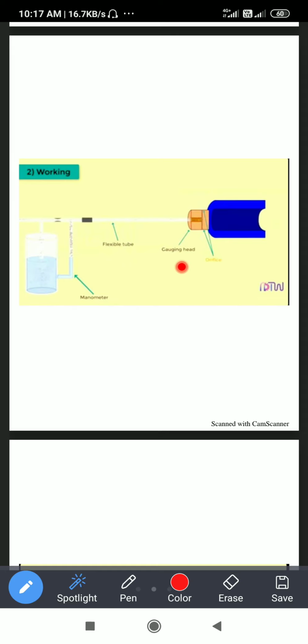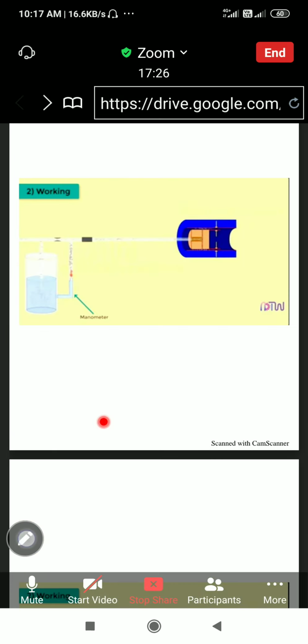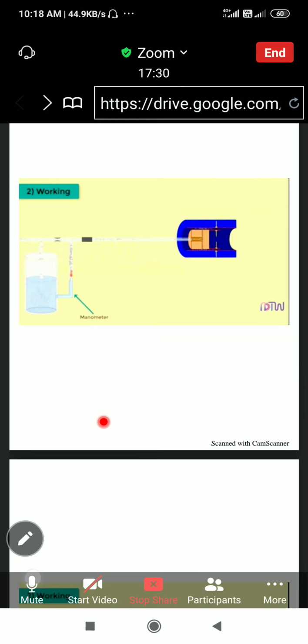Next, once the compressor is started and the air pressure has started, this gauging head has holes which supply the air. You can see it in this diagram.